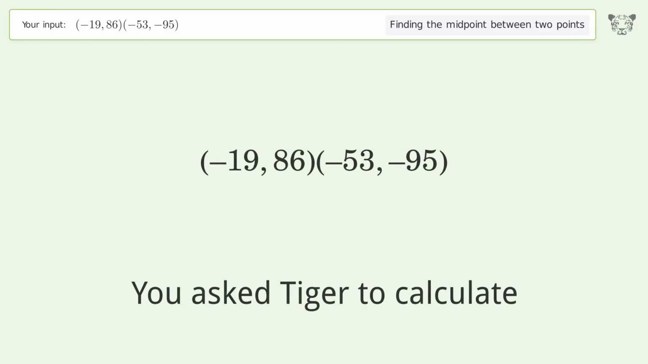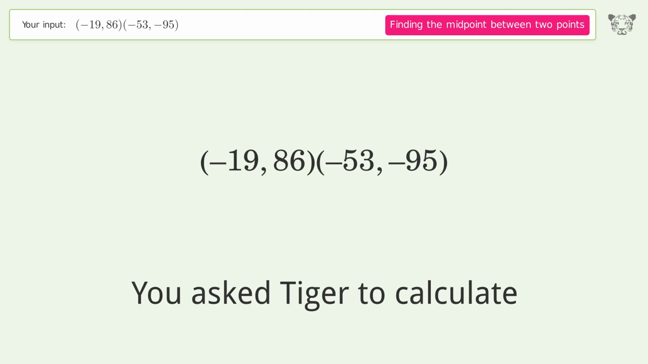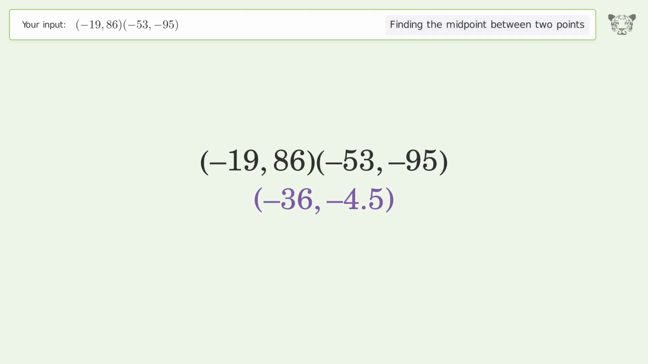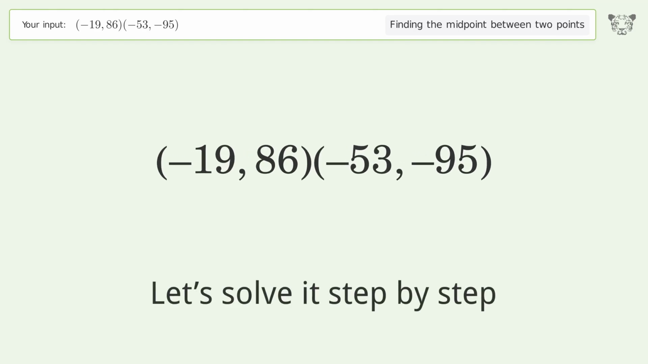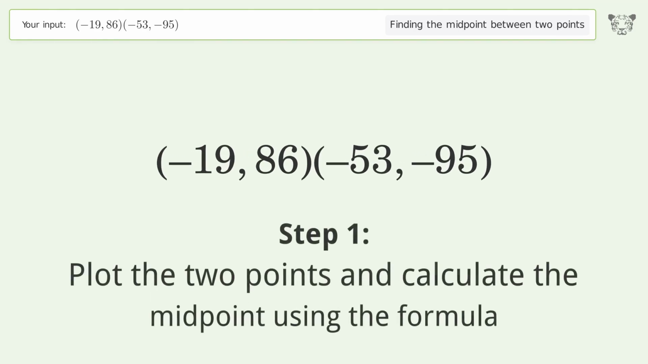You ask Tiger to calculate. This deals with finding the midpoint between 2 points. The midpoint between the 2 points is -36, -4.5. Let's solve it step by step. Plot the 2 points and calculate the midpoint using the formula.